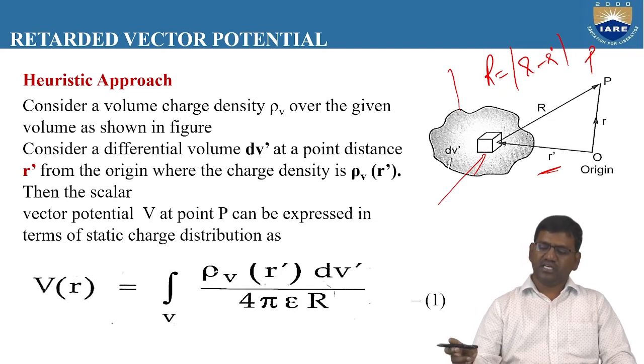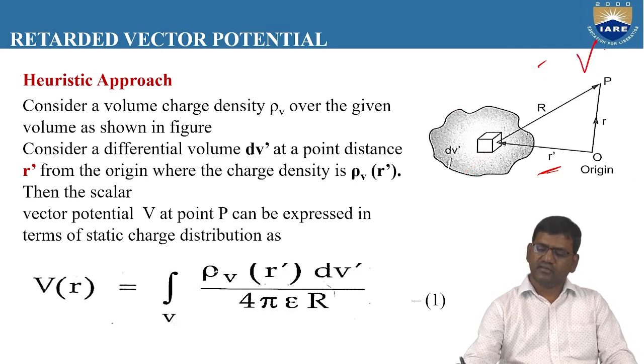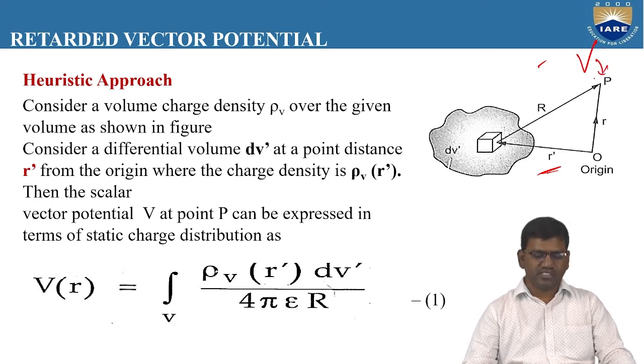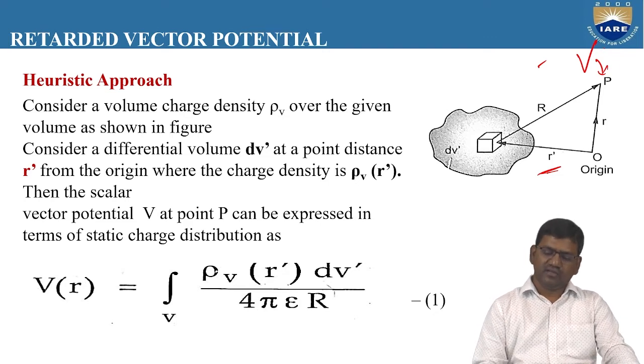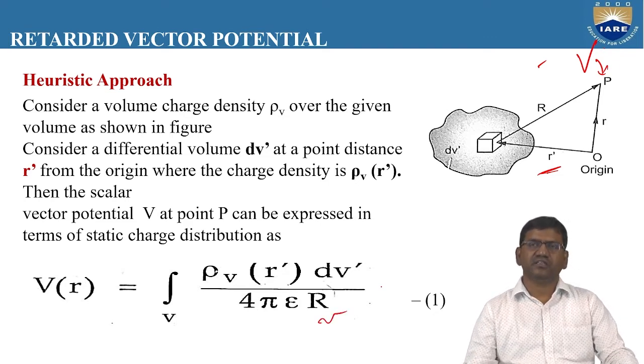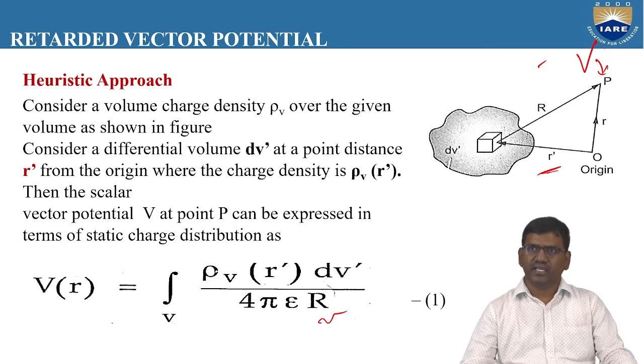So if you want to calculate the potential at point P, it is given by expression 1. The electric scalar potential V of R is equal to the volume integral of rho v of R dash dV dash by 4 pi epsilon R. R can be written as the magnitude of R minus R dash, also in terms of unit vector, and epsilon is the permittivity, dV dash is the differential volume, and R dash is the distance from the differential volume to the origin.